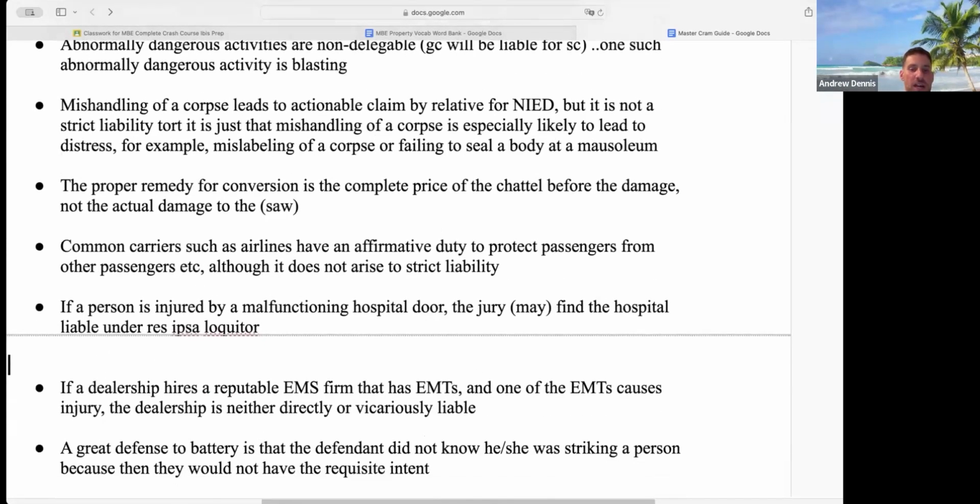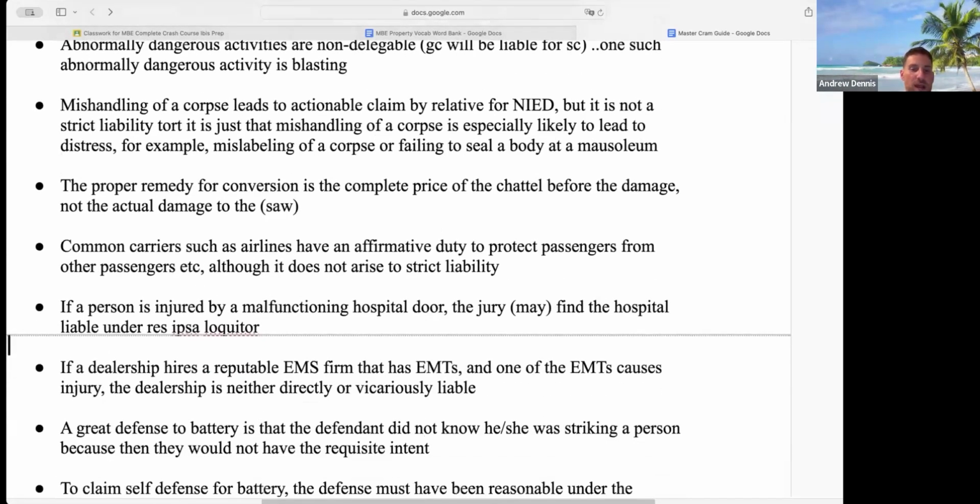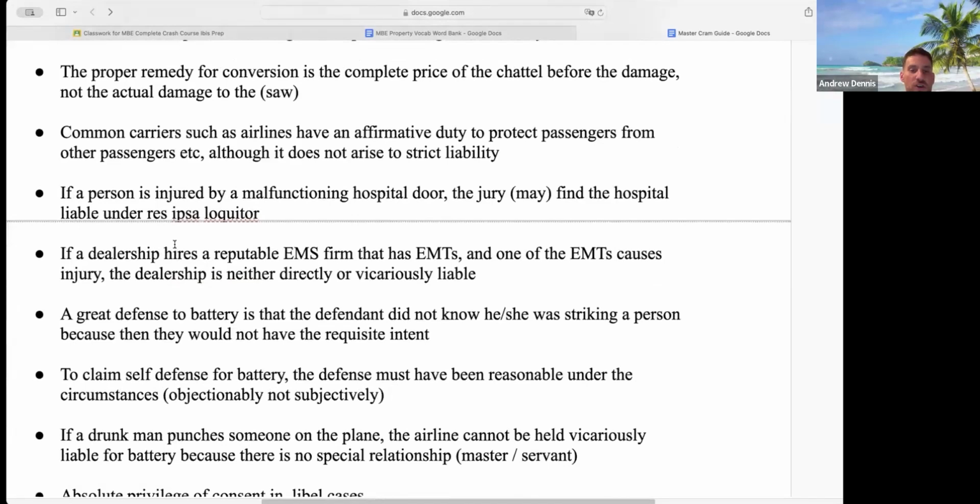Common carriers such as airlines have an affirmative duty to protect passengers from other passengers, although it does not give rise to strict liability. That's what I was saying earlier. If a person is injured by a malfunctioning hospital door, the jury may find the hospital liable under res ipsa loquitur. How else would the door have malfunctioned if it wasn't for negligence?